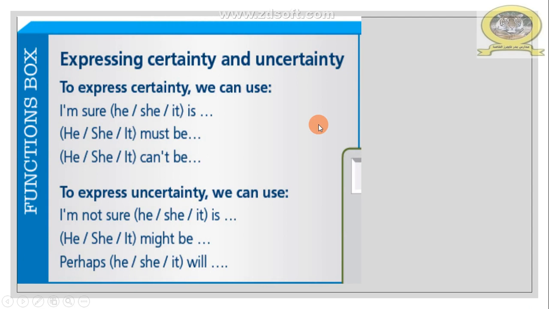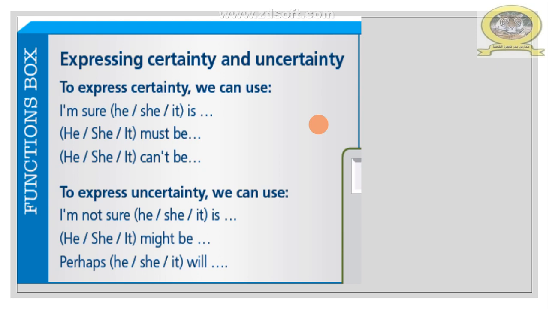And now we are going to make some language function in this function box, and we are going to talk about expressing certainty and uncertainty. To express certainty, we can use I'm sure he, I'm sure she, or I'm sure it is. I can use, like what I said before, he must be, she, it must be, or he, she, or it can't be. This is the way of expressing certainty.